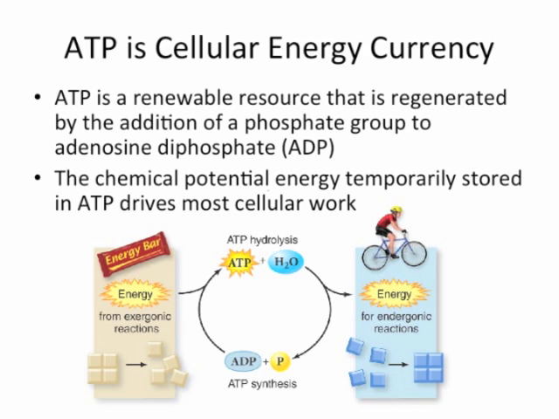So ATP is made by the addition of a phosphate group to adenosine diphosphate to make ATP, and then the energy stored in ATP will drive most cellular work. So this ATP can then drive muscle contractions to allow someone to ride a bike, and in the process, the waste product is ADP plus phosphate, so this can be charged up again.